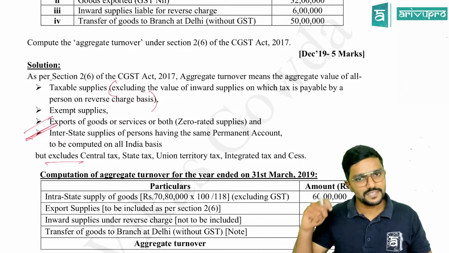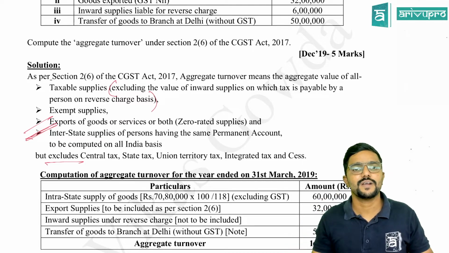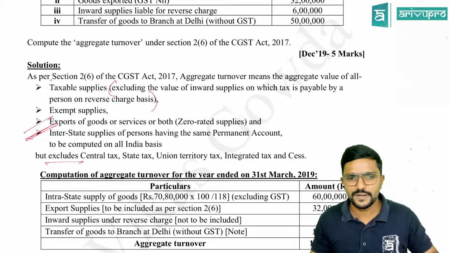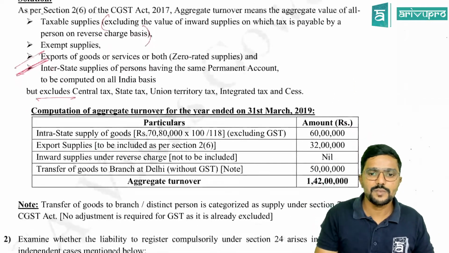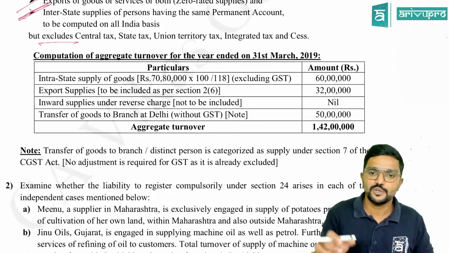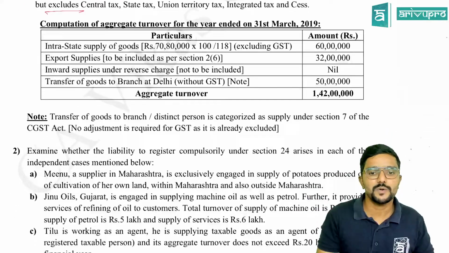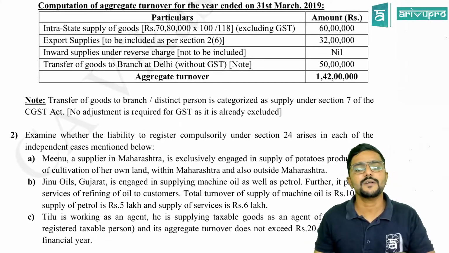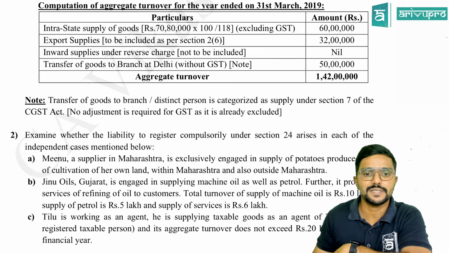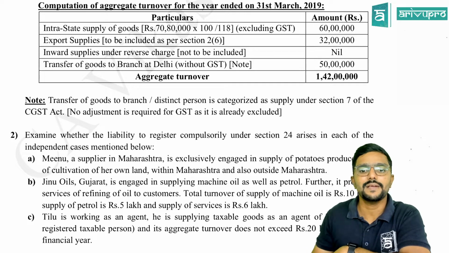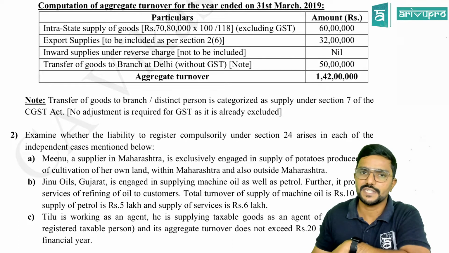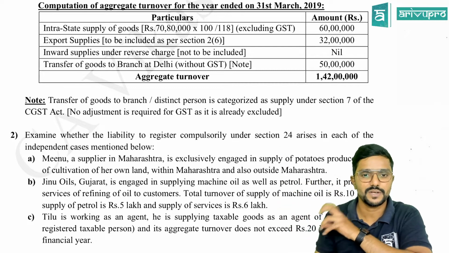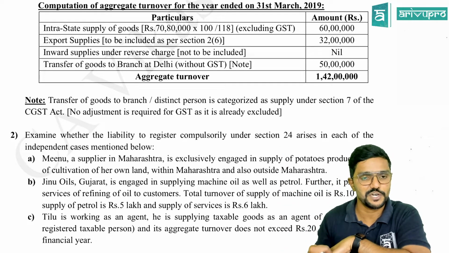So the Kolkata branch is supposed to pay GST on it. They have not paid it, and different penalty provisions will be applicable. But still, what is the aggregate turnover? Should we include it? Yes. I have given a note here: transfer of goods to a branch or distinct person is categorized as supply under section 7 of the CGST Act, read with Schedule 1. You can also mention that it is read with Schedule 1.